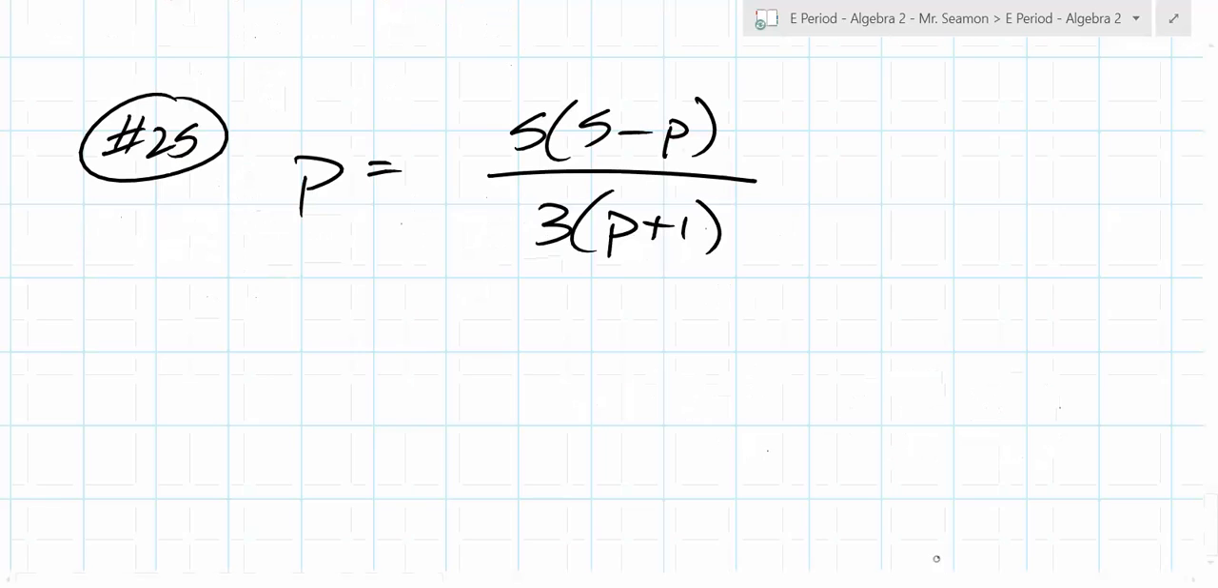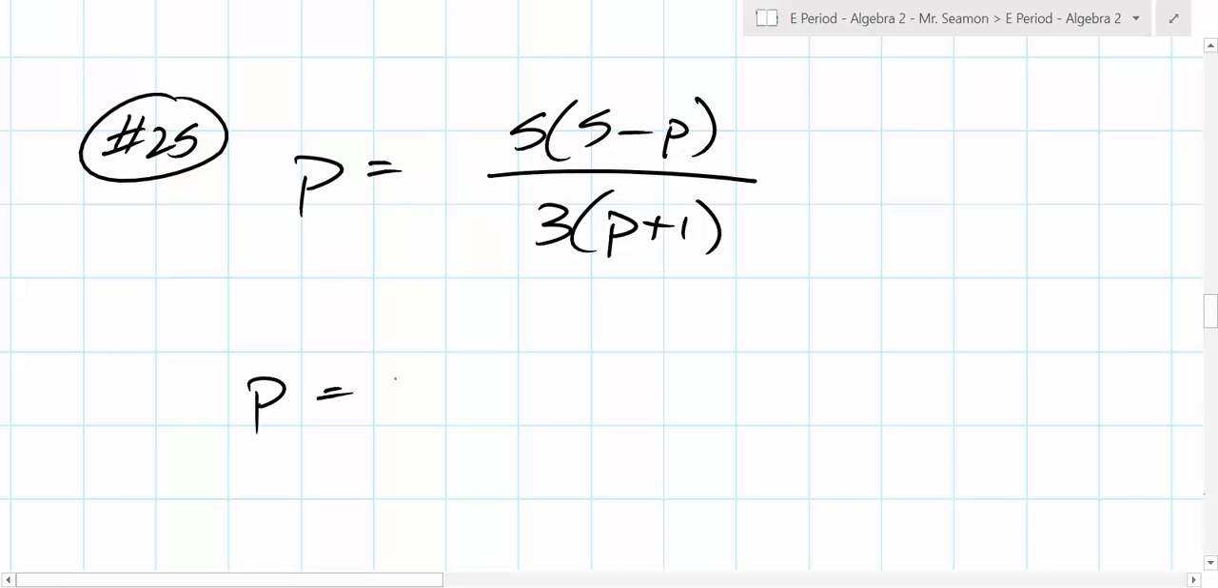There it is. Is this in standard form? No. So what should we do to make this? What's the first thing we should do? Simplify. Well, distribute. You could distribute. So p is equal to 25 minus 5p over 3p plus 3. Now what?